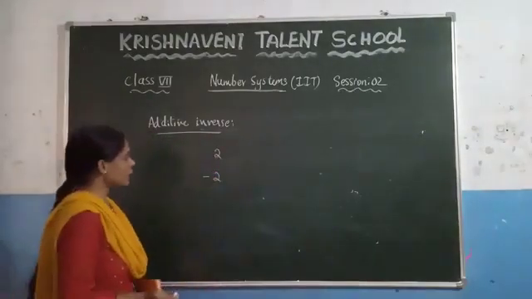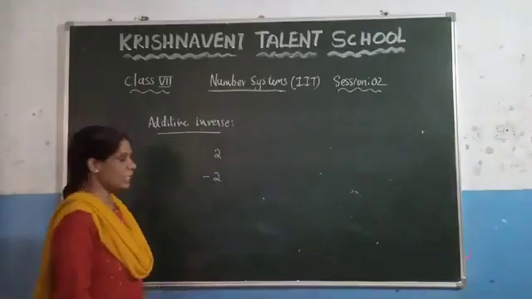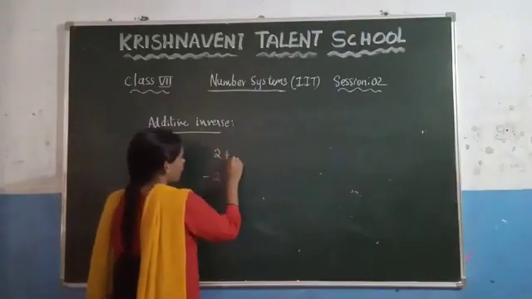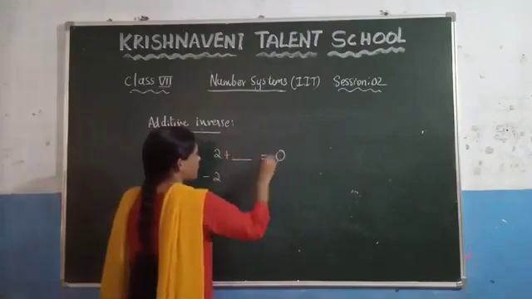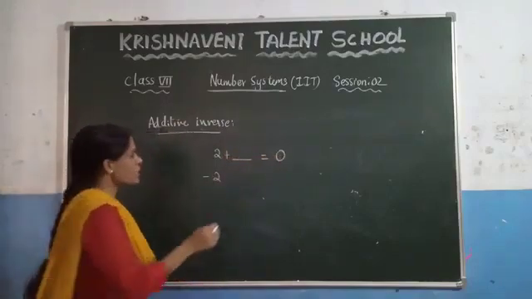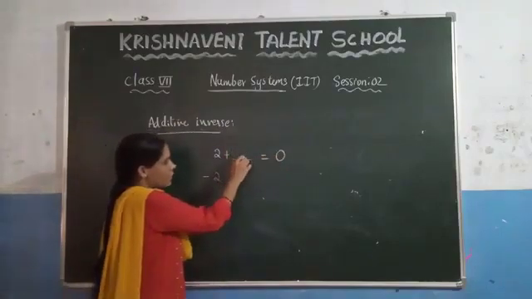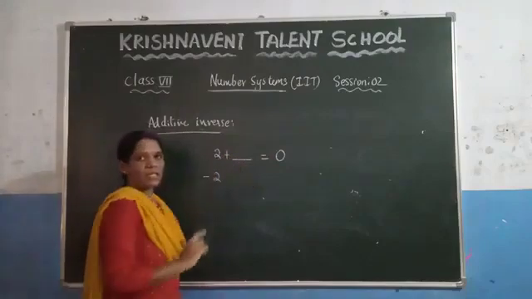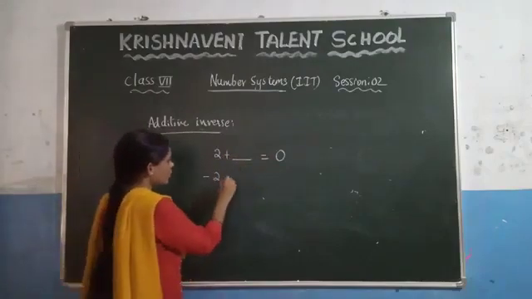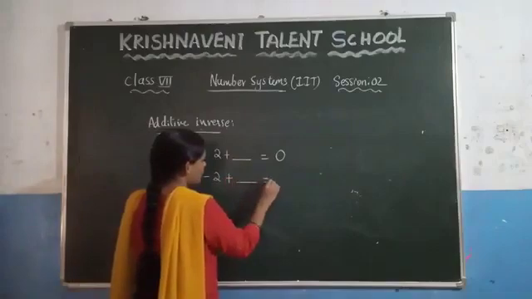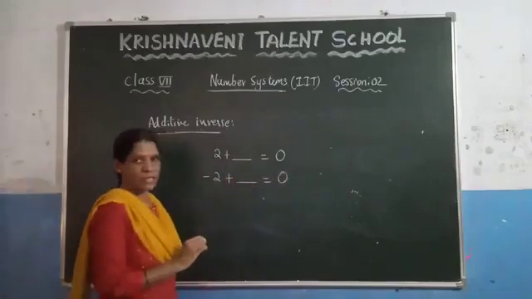And here, what the additive inverse says is that you need to add one number such that you get the result as 0. And the number we are adding here will be the additive inverse of the given number. Similarly here also we need to add one number such that we get the result as 0.